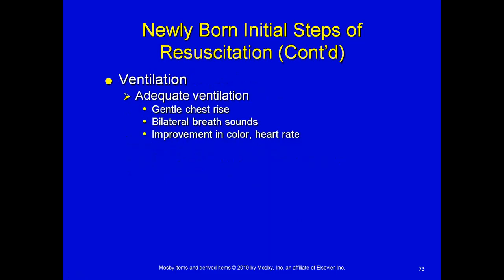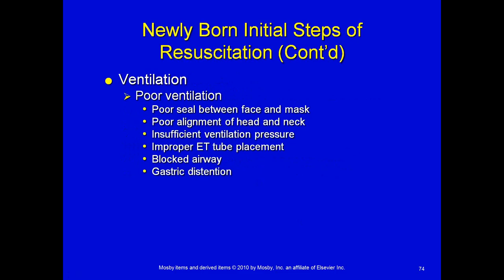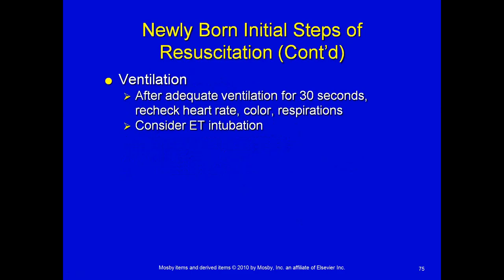You know you're going to be ventilating them adequately when you get a gentle chest rise. You may hear bilateral breath sounds. Their heart rate should go up. Their color should improve. Reasons that you might not be able to get good chest rise include a poor seal between the face and the mask, poor alignment of the head when you're opening the airway, insufficient pressure to dilate the airways open, improper tube placement, the airways obstructed, or the patient is severely gastric distended.